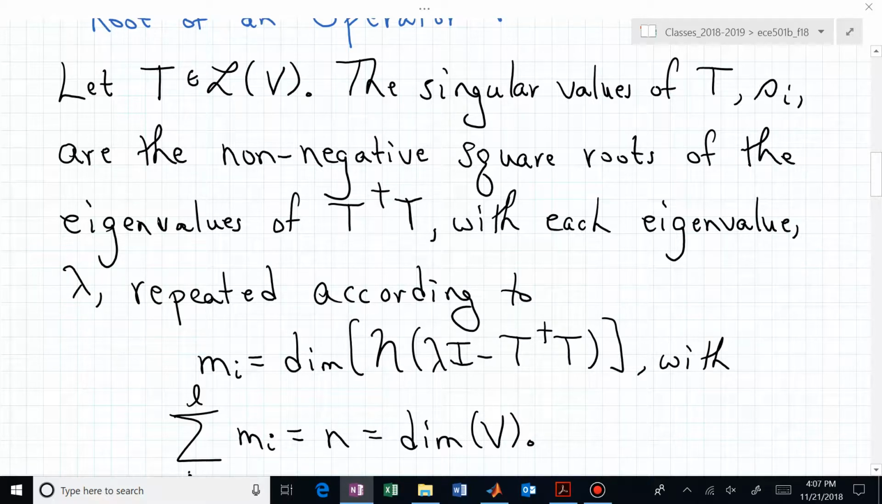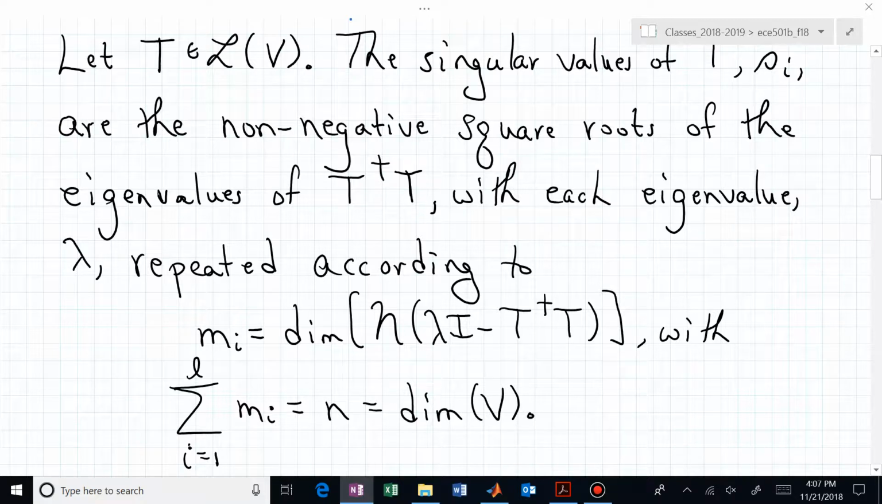Here, if we compute the eigenvalues of T dagger T, we actually have to find the non-negative square roots of those eigenvalues in order to assign those as our singular values of the original operator T. And again, we have the same null space dimensions associated with the appropriate eigenvalues, and that allows for repeated eigenvalues of this positive operator T dagger T, which means that we would also have repeated singular values.